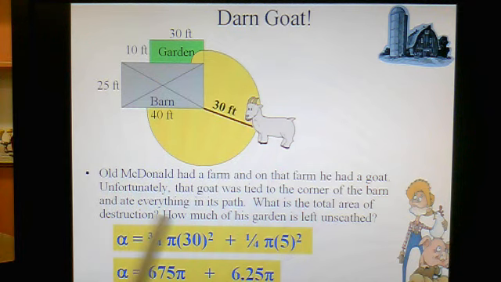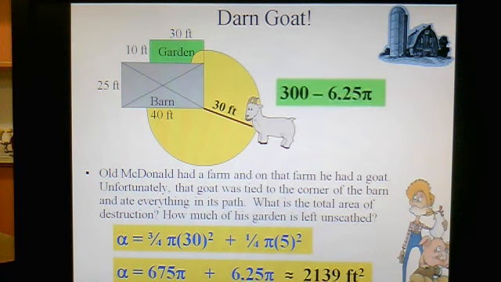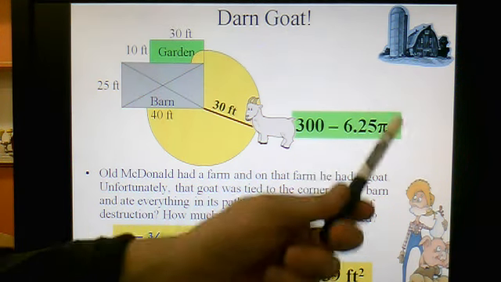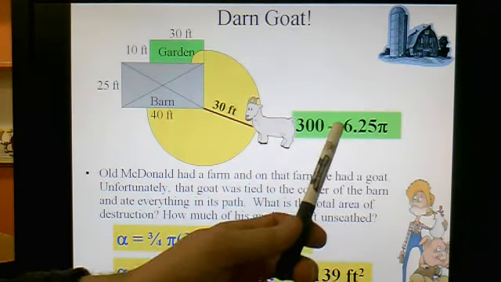The second part of this question, how much of the garden is left unscathed? In other words, how much of this green garden is still going to be green, did he not get to? Well, the original garden would be 10 by 30, or 300 square feet. And this little sliver we cut out here was the 6.25 we just calculated a minute ago. So this is the amount of garden that's still left over. That's in terms of an exact answer.